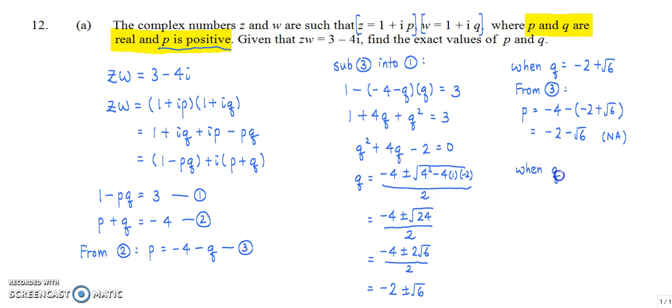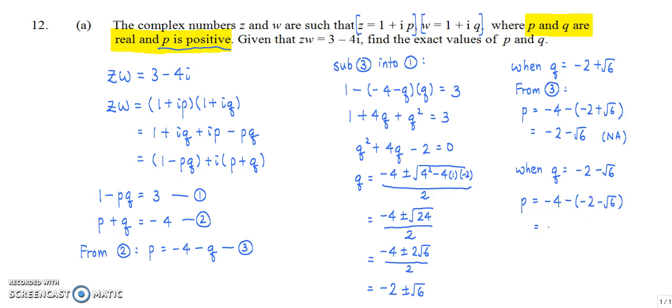Next, we will test with q equals negative 2 minus square root 6. So when q is equal to this value, again from equation 3, p says negative 4 minus the q.